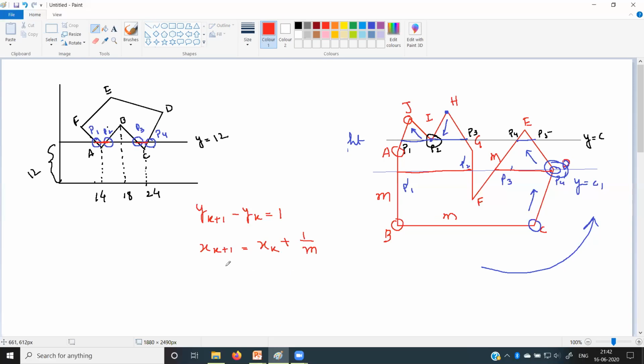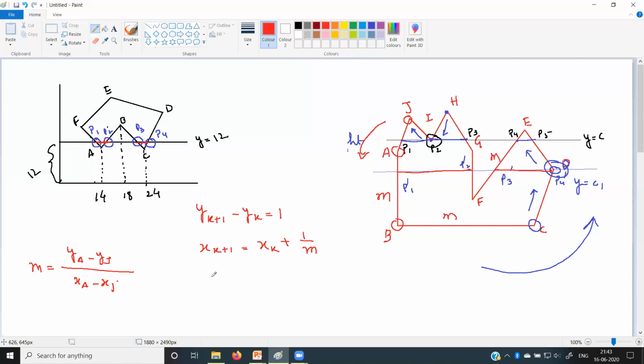Fine. So how can we compute the m? For any particular line segment, we know the y coordinates. Suppose we are computing the slope of the line AJ. What will we write? If I move in this direction, that means the anti-clockwise direction, we will consider this the first point and this the second point. So we will write YA minus YJ over XA minus XJ. In this way we can compute the slope of the line. Fine. After computing the slope, I can easily compute the rest of the intersection points. As we know the y value, we have to compute the x value just by adding 1 by m.